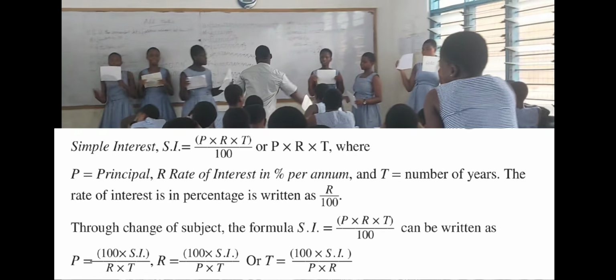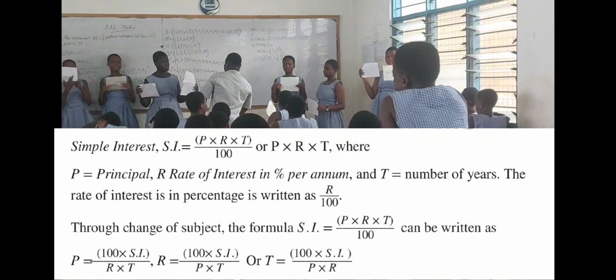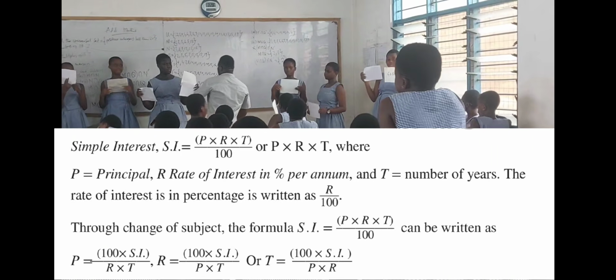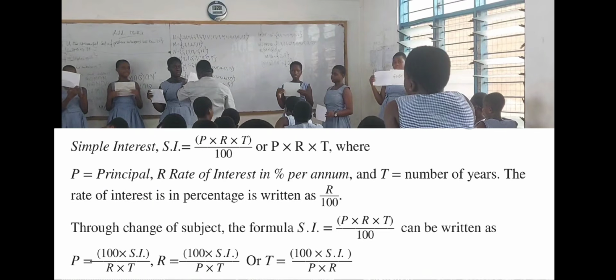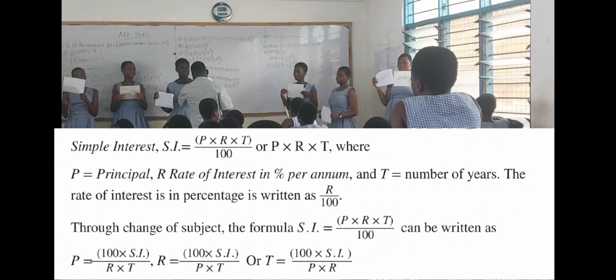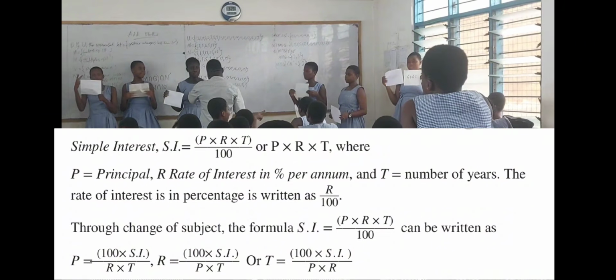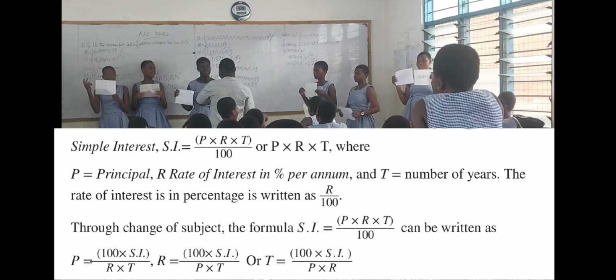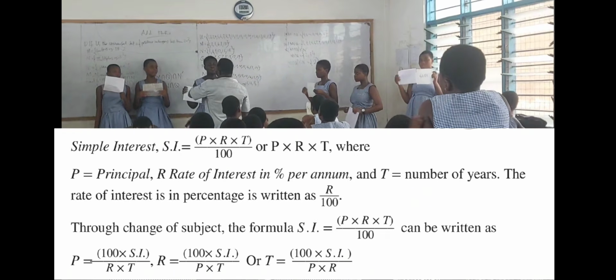And sometimes you can also see the formula as P times R times T, where P is the principal, R is the rate of interest in percentage per annum, and T is the number of years, right? The rate of interest in percentage is given as R over 100, right? Because every percentage is over 100.